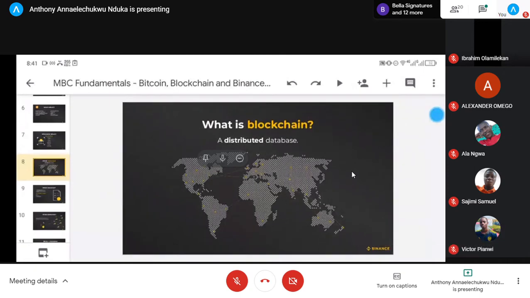Now, let me explain what they mean by distributed. Imagine a scenario whereby everybody in the village has their own copy of the textbook to record every transaction that happens in the village. For example, I sell my coconut to Bella Signature, and Bella receives this coconut and gives me money. We write down this transaction in the ledger, and instead of going to the King's Palace to write on his book, we can choose to write this same transaction in every book in the village.